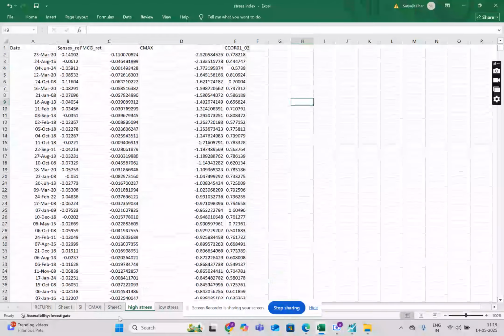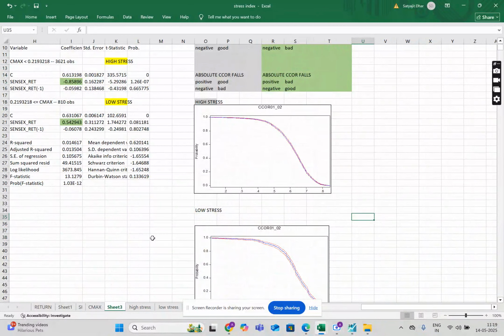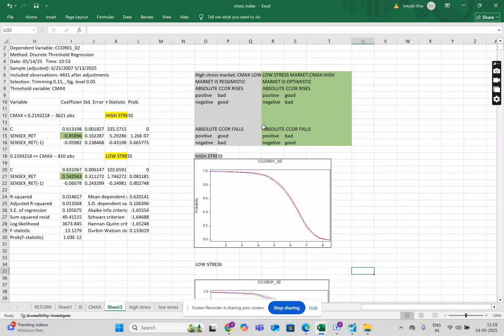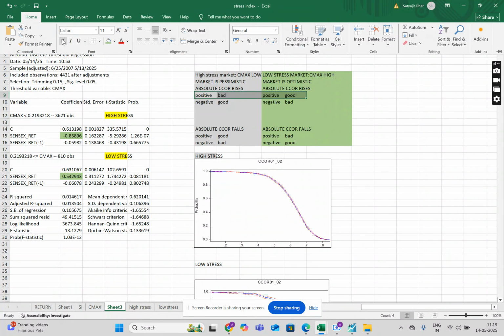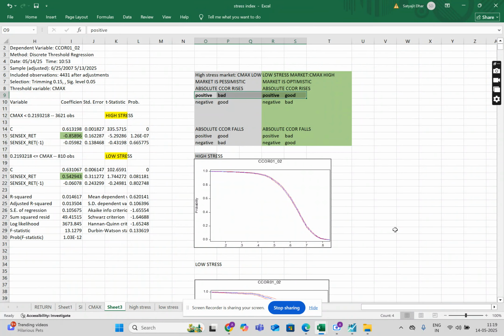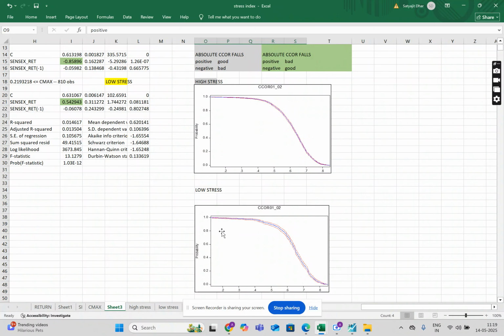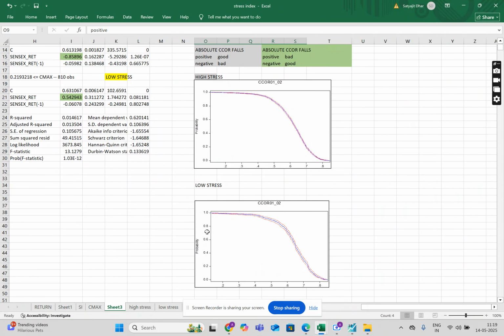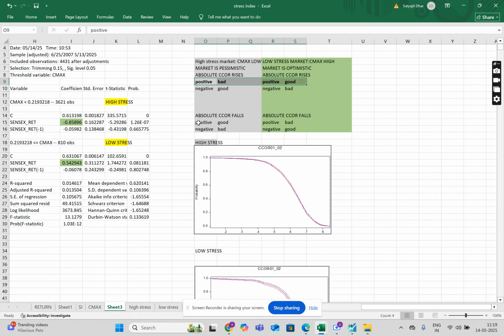So let me begin with my analysis. Actually, for both the markets, the conditional correlation is positive throughout. Our analysis will be on the basis of this. How did we understand? There is a 100% chance that the conditional correlation is more than positive 0.2. I'm talking about the CCOR. So conditional correlation is positive for the high stress market as well as for the low stress market.